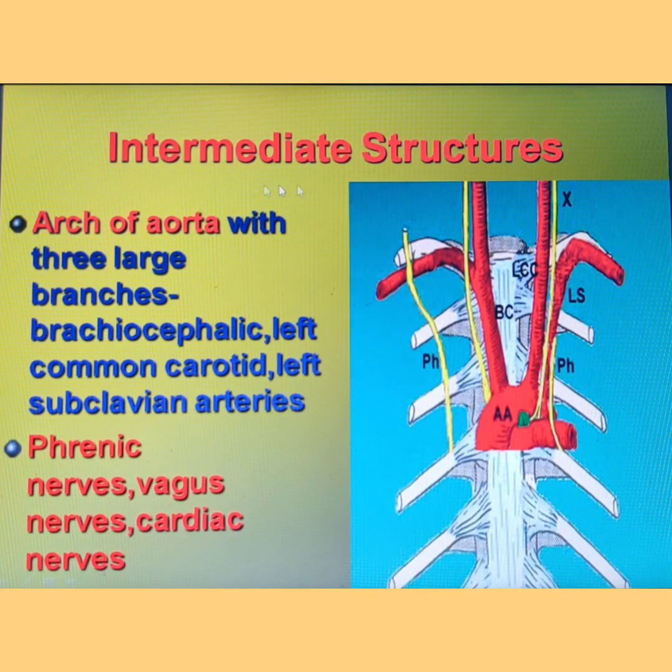Now coming to the intermediate structures in the superior mediastinum. The intermediate structures are the arch of aorta with three large branches. So what are the three large branches from the arch of aorta? Number one, the brachiocephalic trunk. Then we have the left common carotid and left subclavian artery. And the phrenic nerves, the tenth cranial nerve, the vagus, and the cardiac nerves. These are the intermediate structures in the superior mediastinum.